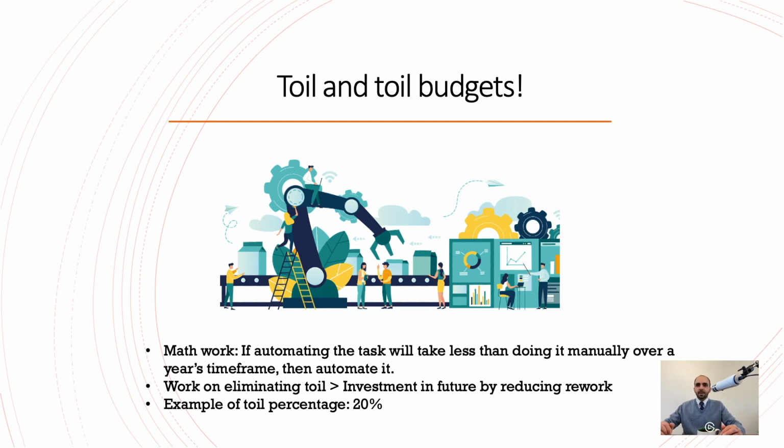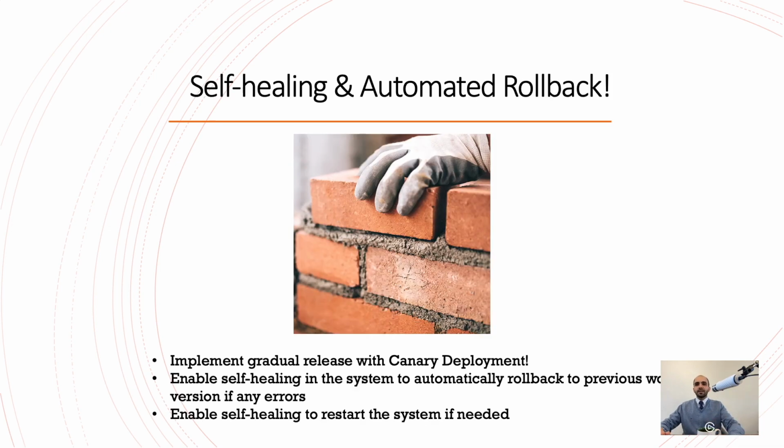I see creative work as a kind of investment in the company and in people's happiness. There is a rule of thumb that I usually follow: if the time it takes to automate the task is less than the time that task is going to occur during a year, we should automate the task. Or sometimes use a system to automate the task. Self-healing and automated rollbacks. Do you remember that we said we want to bring down the risk of failure? So we want to bring self-healing to the system. We want to implement gradual release with canary deployment and enable self-healing.